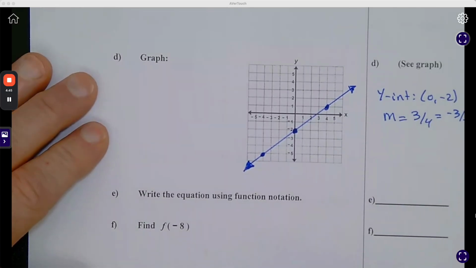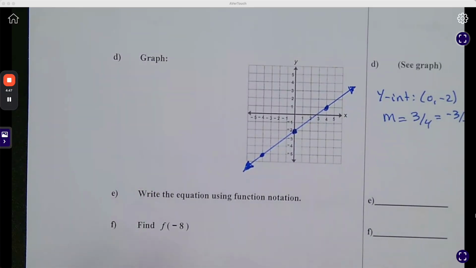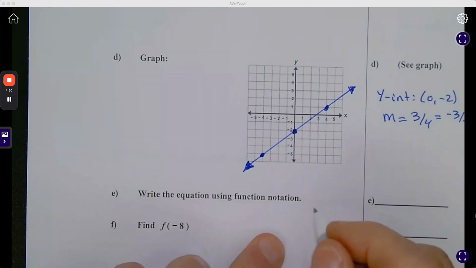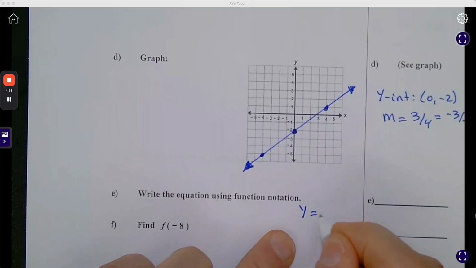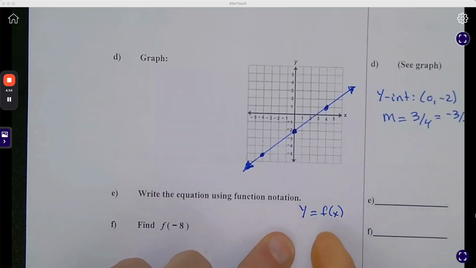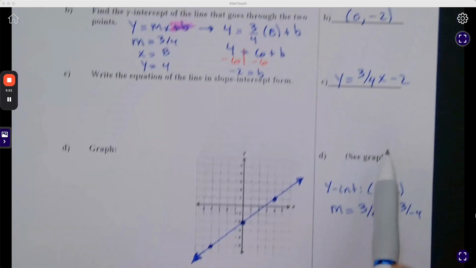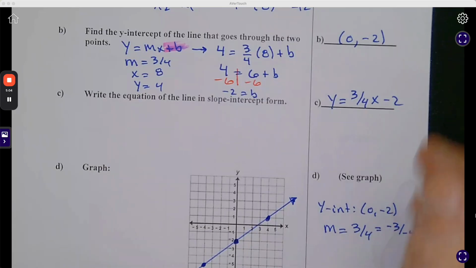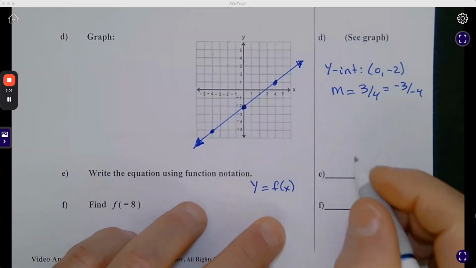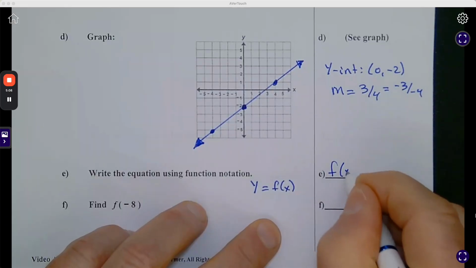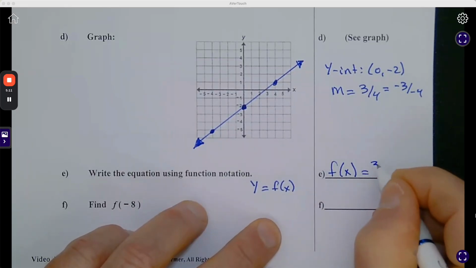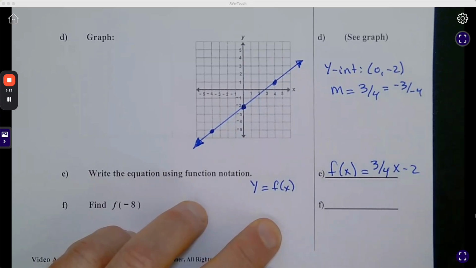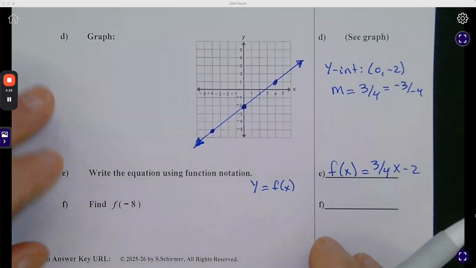Now we're going to find f of 8. Oh, write it in function notation. Okay, I love that. Function notation is where you take the y out and you replace it with f of x. That just means for every input, there's one and only one output. So I'm going to go up here, and I'm going to take that y out and replace it with what we call function notation. Nothing else changes, just the y value looks different. It represents the same thing, the output, it just looks different, that's all.